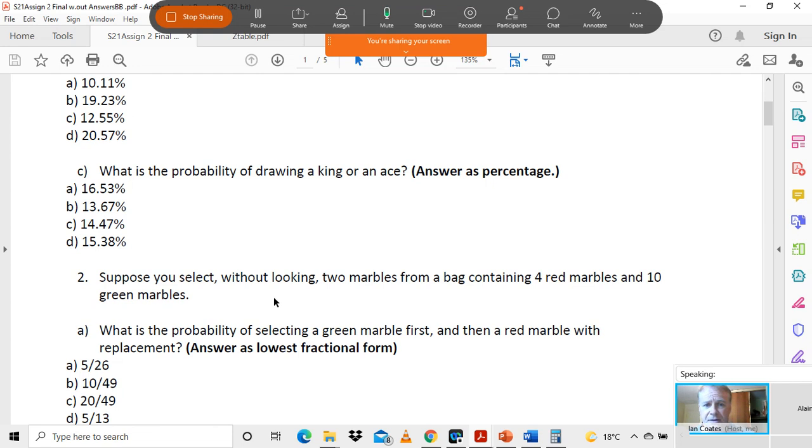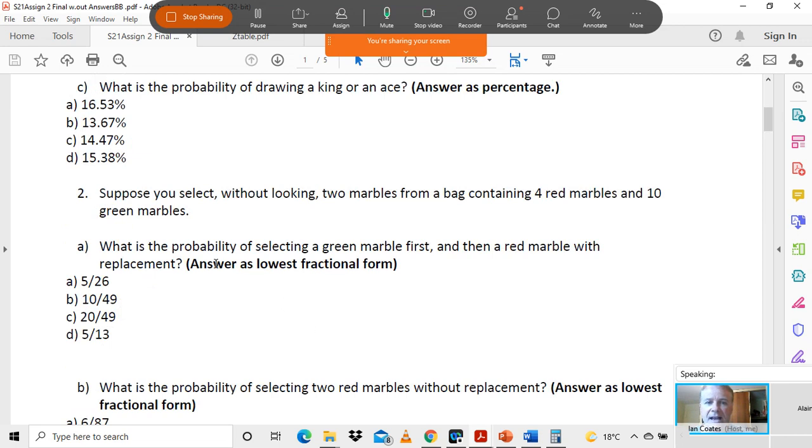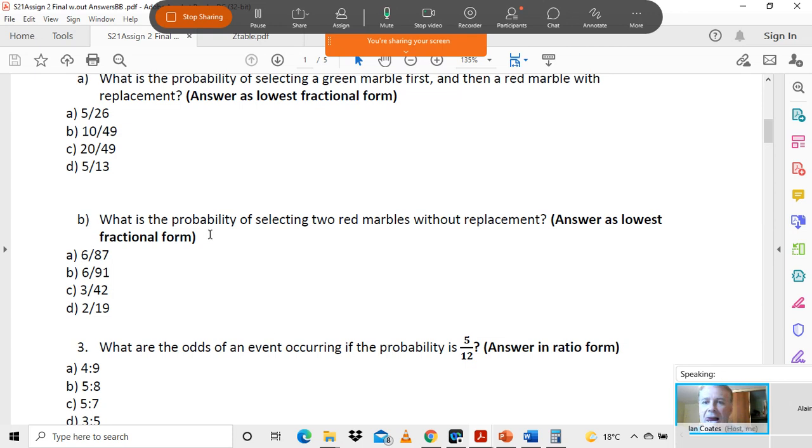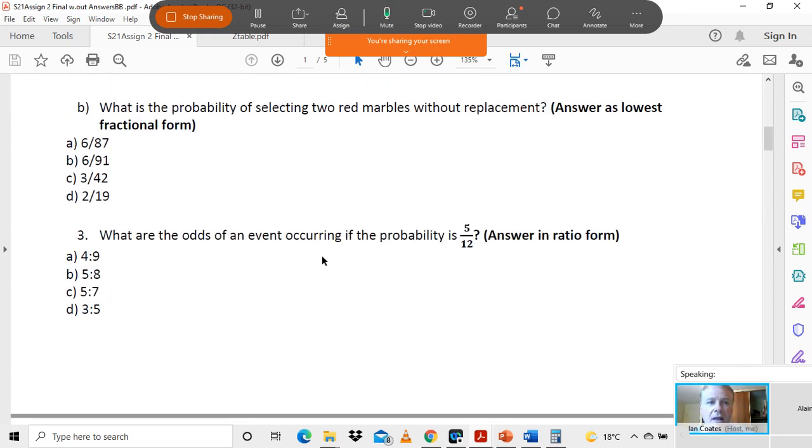Suppose you select without looking 2 marbles from a bag containing 4 red marbles and 10 green marbles. So what's your total? 14, right? These kinds of things. Find your probabilities. Answer in lowest fractional form. Okay. Again, same banana there.